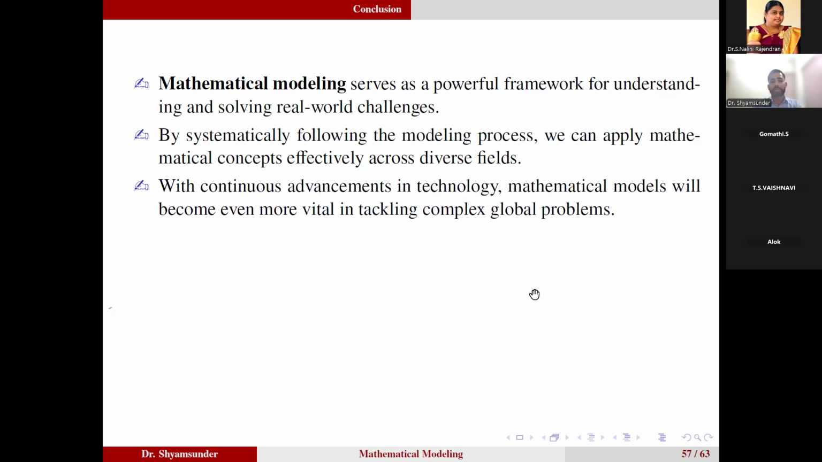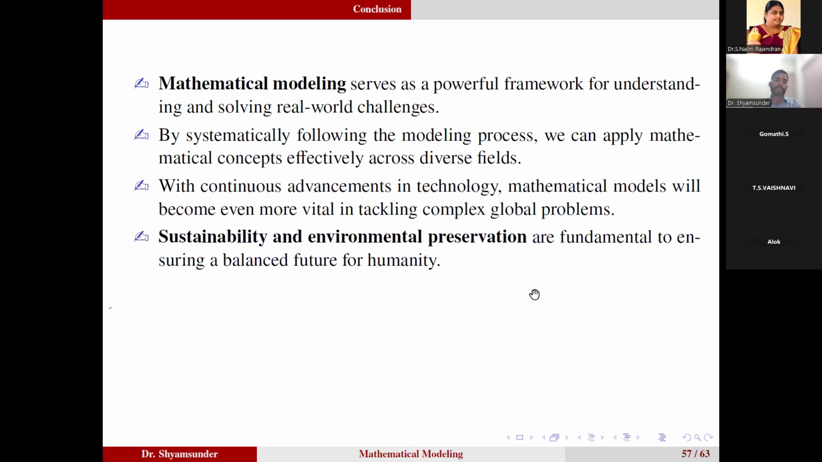Third, with the continuous advancement in technology, mathematical models will become even more vital in tackling complex global problems. Sustainable development and environmental preservation are fundamental to ensuring a balanced future for humanity.